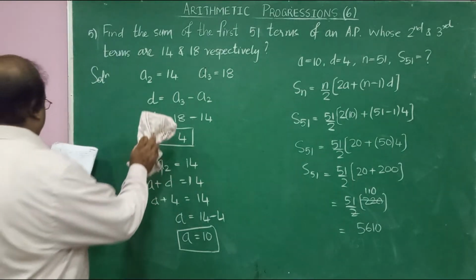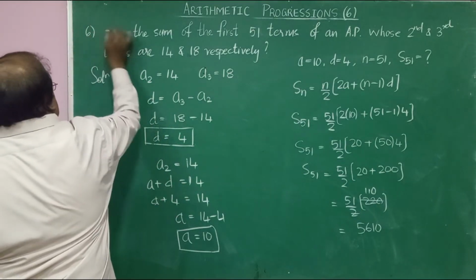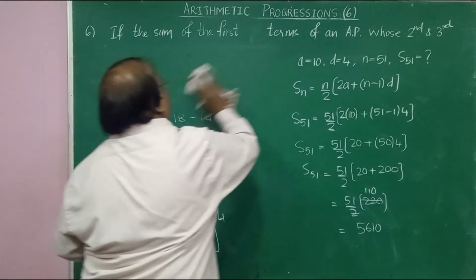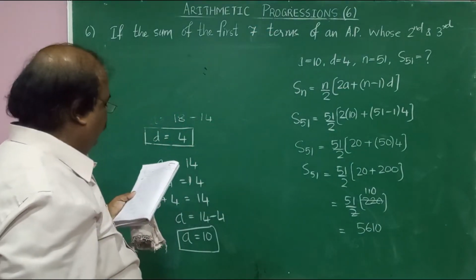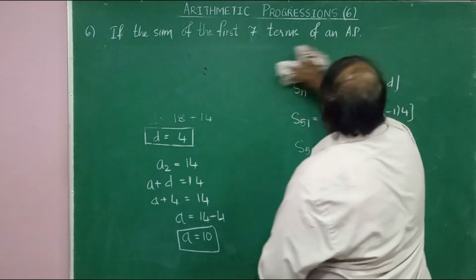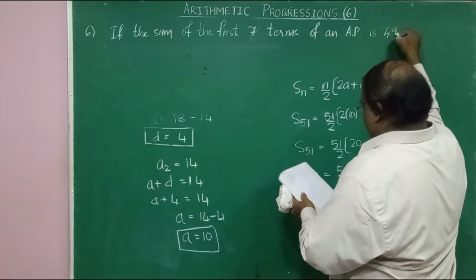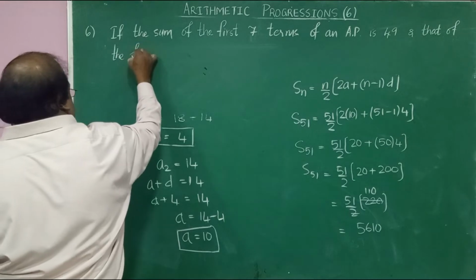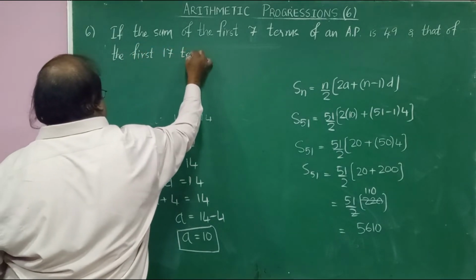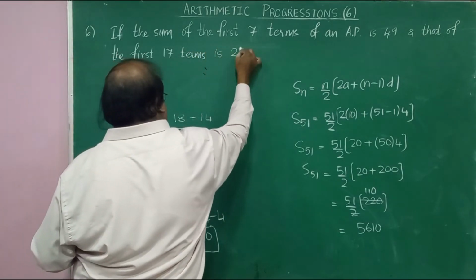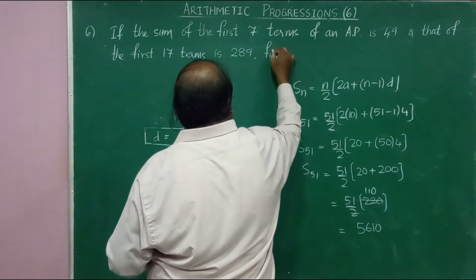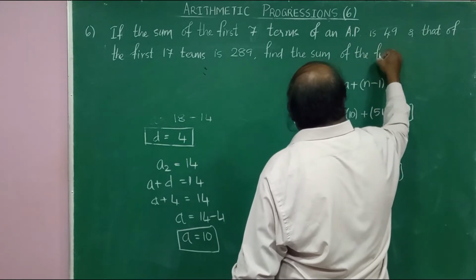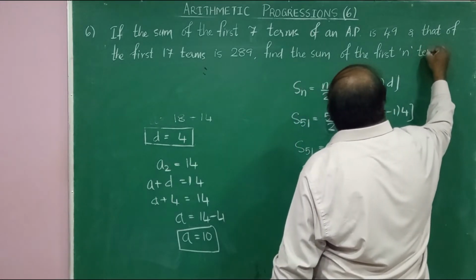Let's go to the next sum. My next sum is, if the sum of the first 7 terms of an AP is 49 and that of the first 17 terms is 289, then find the sum of the first n terms.